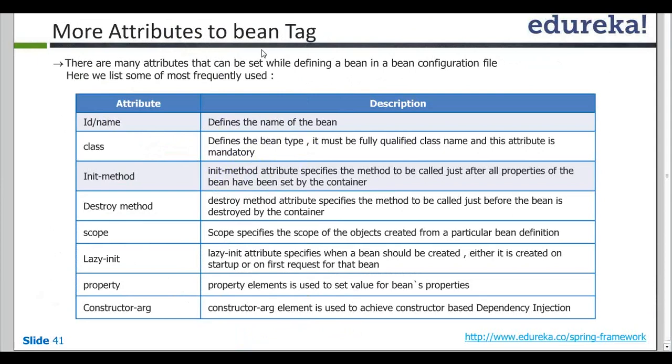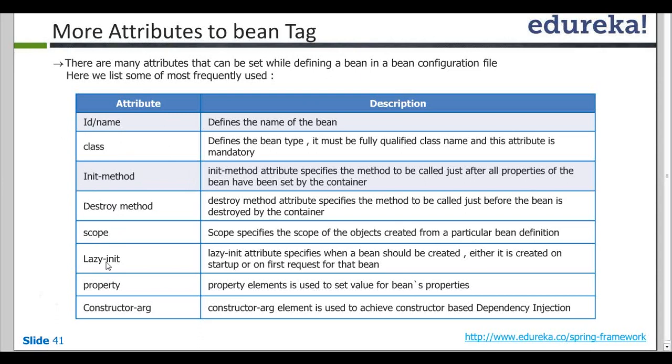There are attributes associated to the bean tag. ID or name defines the name of the bean. You can qualify it as ID or you can qualify it as name. What I mean to say is bean, ID equal to something, or name equal to something. You can use either the ID or name attribute to give a name to that bean. Class is nothing but the class for which you are creating a bean. Init method, destroy method, we will see at the end of this module. We have decent examples on this. Scope also, scope is the last concept of our session.